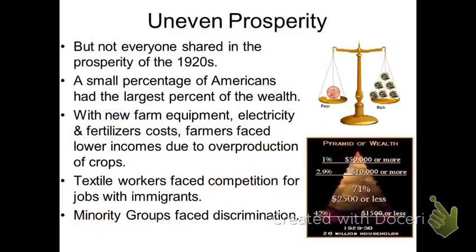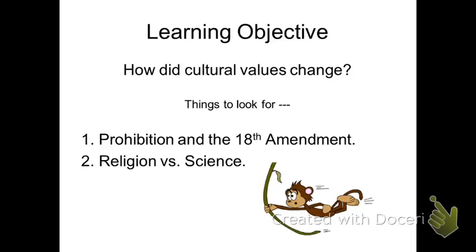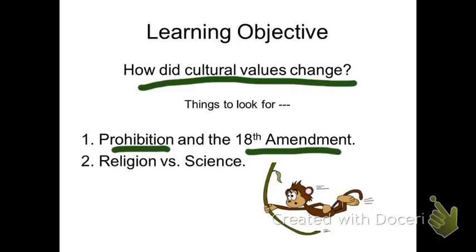Go into another little short section here, our learning objective. How did cultural values change in this period of time? So in the next 7-8 slides or so, we're going to look at how the cultural values of America changed, and we'll look at a couple things. The first one would be Prohibition, which is essentially the 18th Amendment. The 18th Amendment called for an end of the manufacturing, sale, and consumption of alcohol. We refer to that as Prohibition.